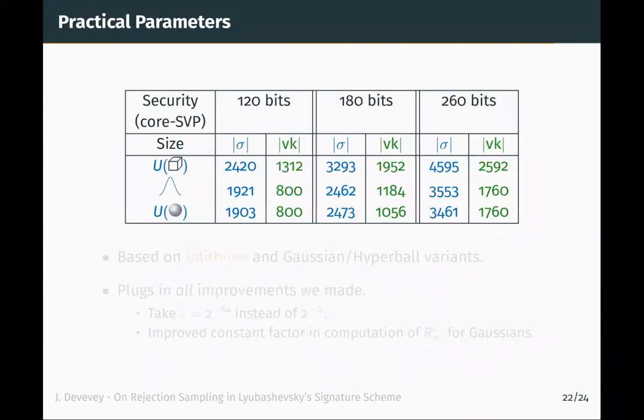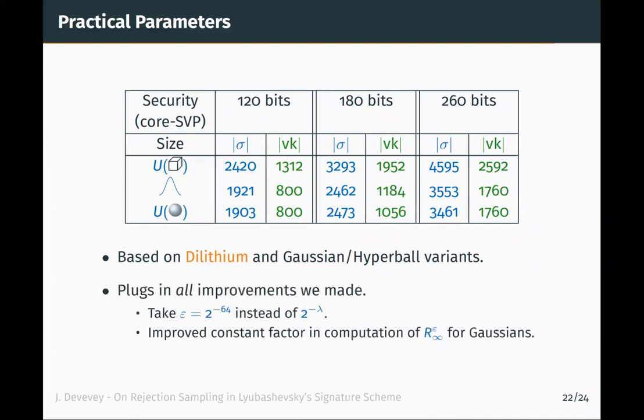Then to put things into perspective, we also looked at some practical parameters, because the asymptotics alone could not let us determine what was better between Gaussians and hyperballs. And actually, practical parameters don't help either because they are very similar. To compute these parameters, we based our computations on Dilithium and the Gaussian variant. We introduced a hyperball variant just for computations of sizes. Also, those last two lines plug in all the improvements we've made, so we have a larger epsilon. And something I didn't say is that we slightly improved the computation of the smooth divergence for Gaussians, so we can take them a little bit smaller.